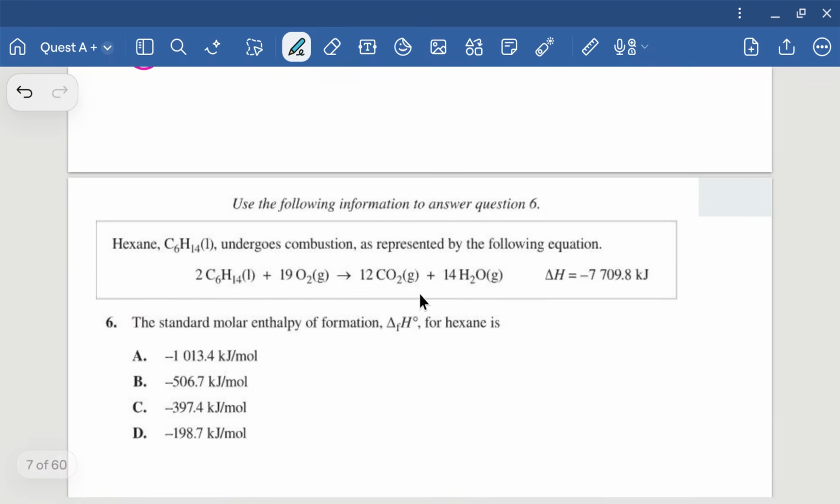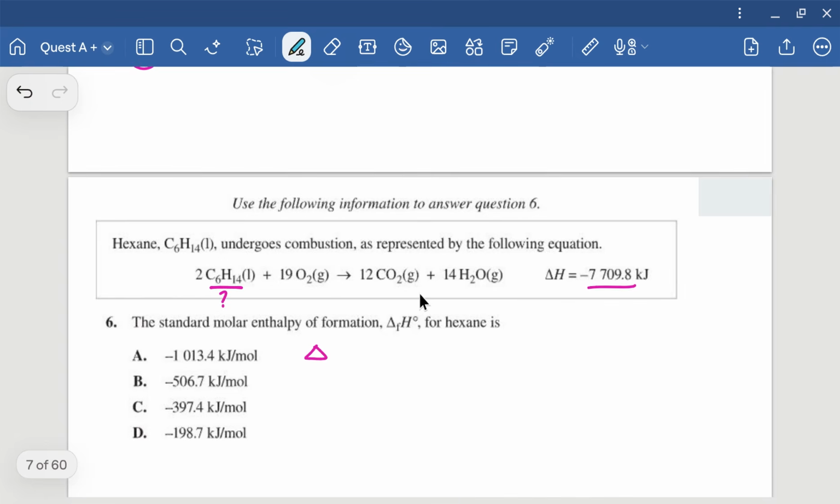Number 6, the standard molar enthalpy of formation. In this one, we have that reaction that we see here. If we're doing enthalpies of formation, and it's asking for hexane, and hexane is this one here, this means we don't know what it is on page 4 or 5 of our data booklet. So we have to use Hess's law, and this is our unknown where we do know the reaction.